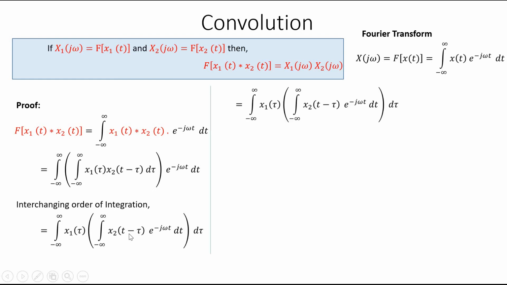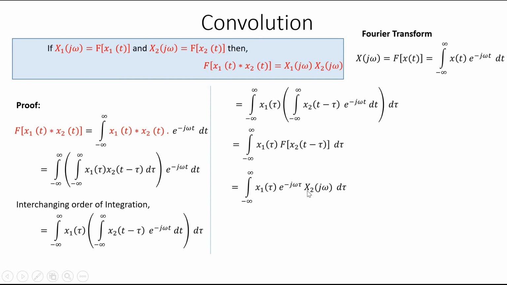So now we can write x2(t−τ) e^(−jωt) dt. If you look here, we have the Fourier transform of x(t) as X(jω). So this is similar; the only difference is that here it is x2(t−τ). So this is actually the Fourier transform of x2(t−τ). Again we have the time shifting property discussed in the previous lecture. If X2(jω) is the Fourier transform of x2(t), we can write the Fourier transform of x2(t−τ) as e^(−jωτ) X2(jω) by using the shifting theorem.